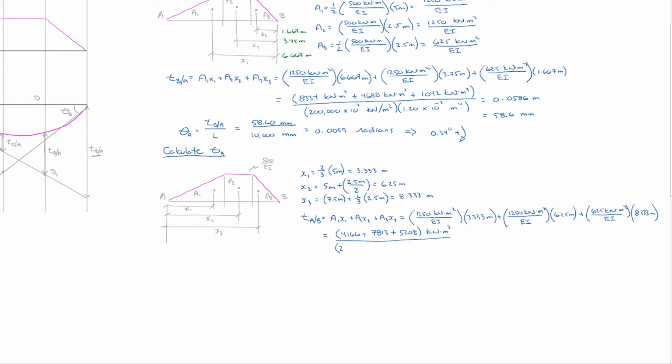the bottom. So again, you can just copy this from part 1, 200,000 times 10 to the third kilonewtons per meter squared times I, which is 1.20 times 10 to the negative 3 meters to the fourth. And that's equal to 0.072 meters, which is also equal to 72 millimeters.